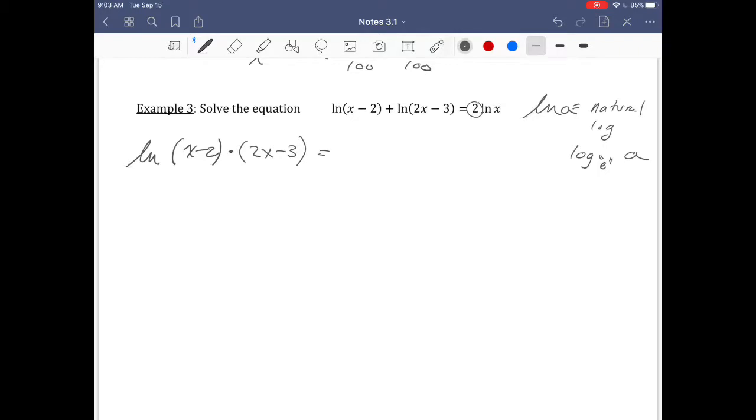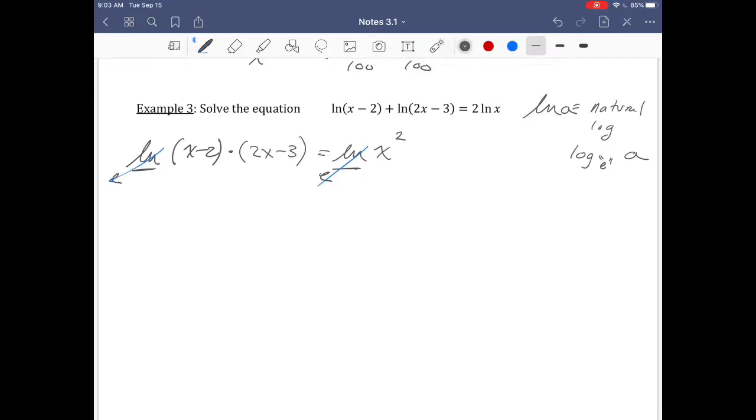And then the other thing here is this 2 can be rewritten as an exponent up here. Again, we'll review those properties in just a minute. Now that we have a natural log of both sides, we would exponentiate each side, e to the whatever on both sides. Effectively, that undoes the e and the ln at this point.